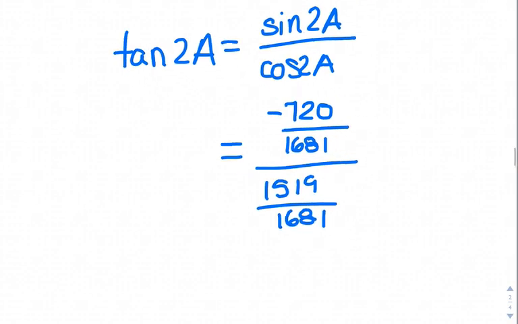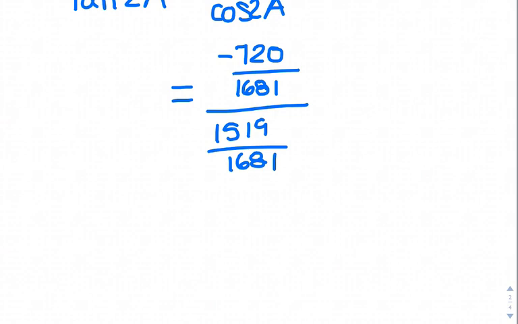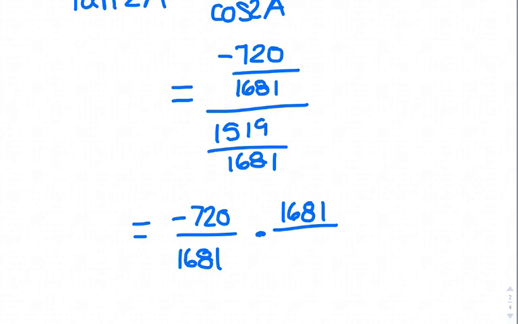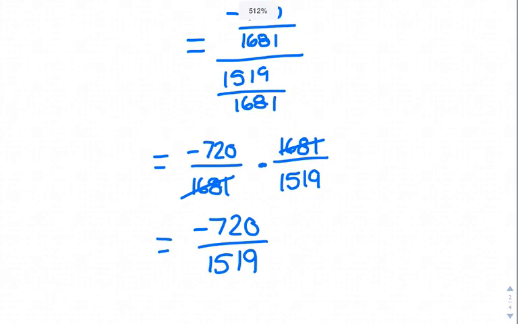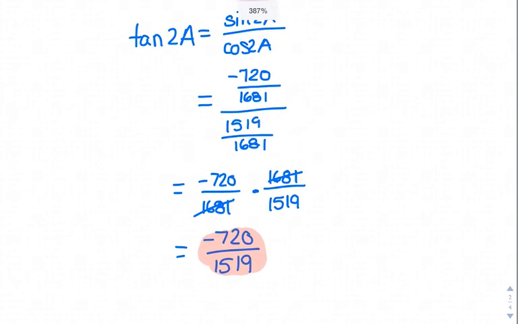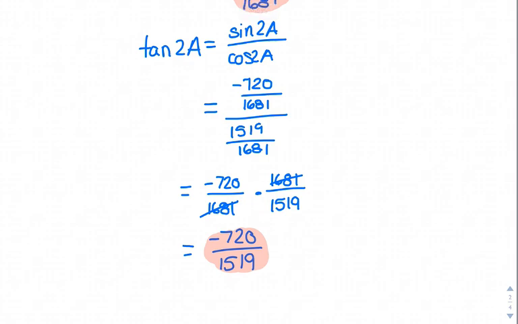Now I have a fraction divided by a fraction, which means I want to do keep, change, flip to simplify. So this is going to be negative 720 divided by 1681 times 1681 divided by 1519. Remember, you want to flip that bottom fraction. Now you can cross cancel, and my answer is going to be negative 720 over 1519. And that's how I figure out sine 2a, cosine 2a, and then finally tan 2a. So you can try that with the next problem.